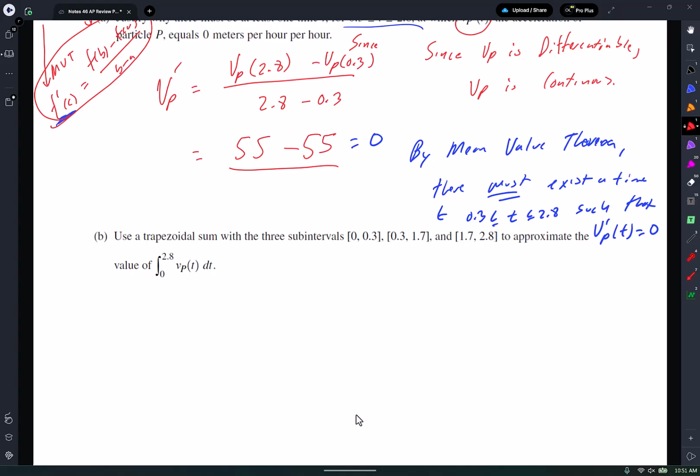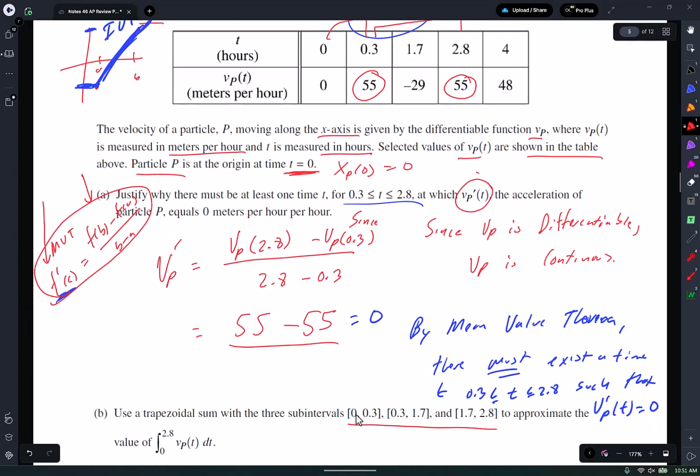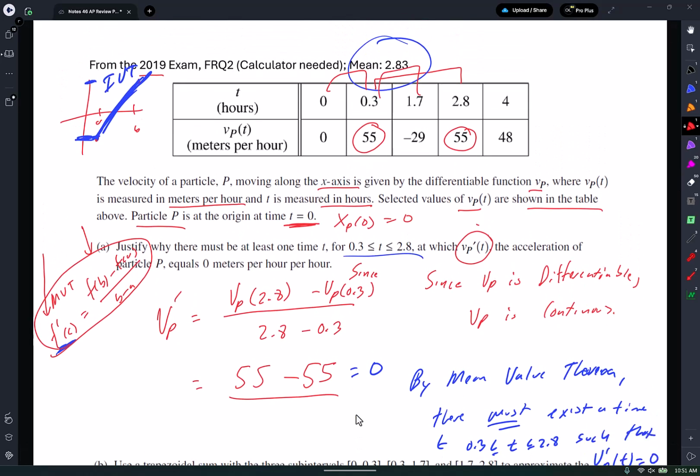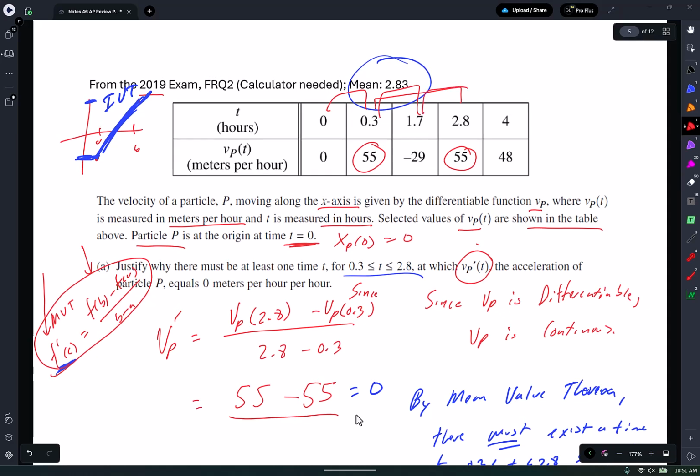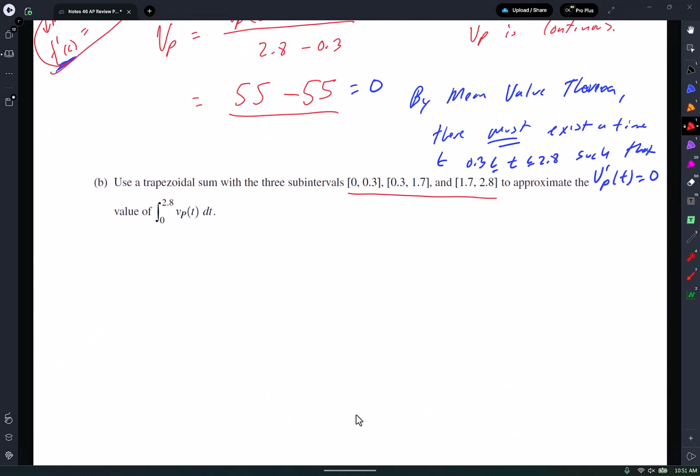All right, letter B. And look, I can see a common theme. Use a trapezoidal sum. Didn't the last one also want trapezoidal sum? Use a trapezoidal sum with 3 subintervals, and they're telling me the intervals. 0 to 0.3, 0.3 to 1.7, 1.7 to 2.8. So just those 3. They're not going to use the 4 one over there. To approximate the value of the integral from 0 to 2.8 of v of t dt. I'm just finding the area under the curve.